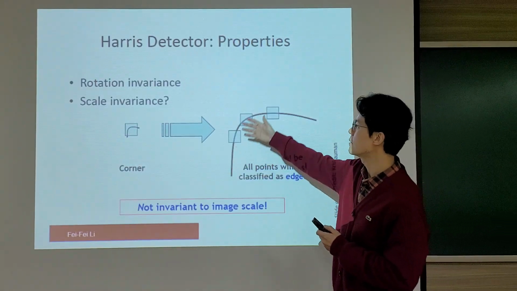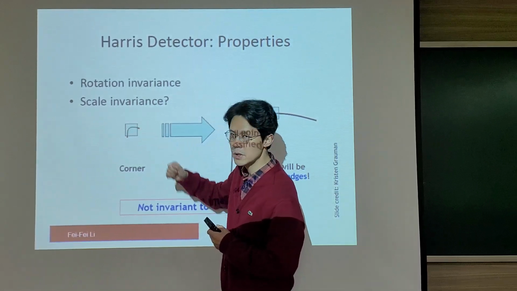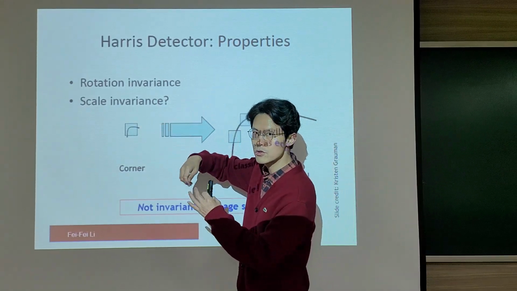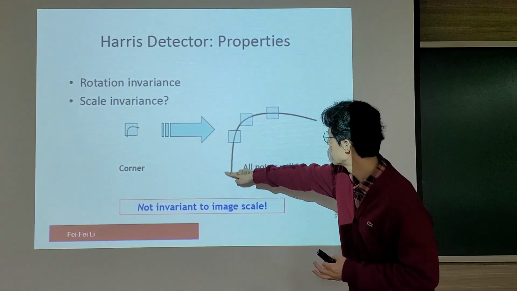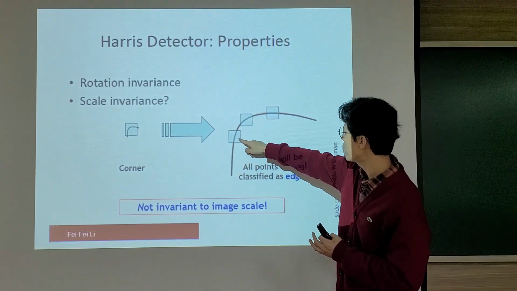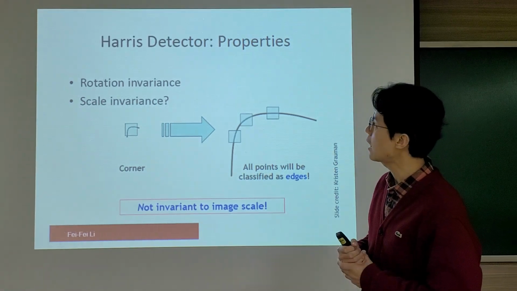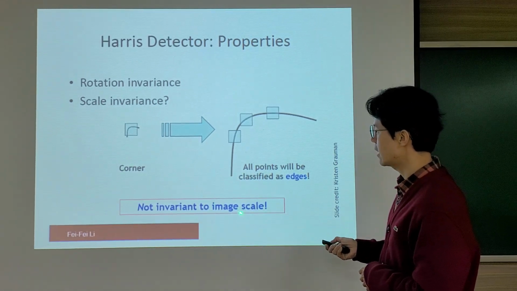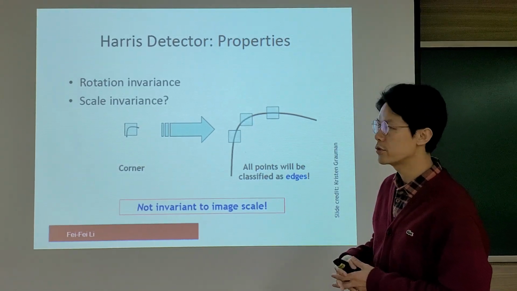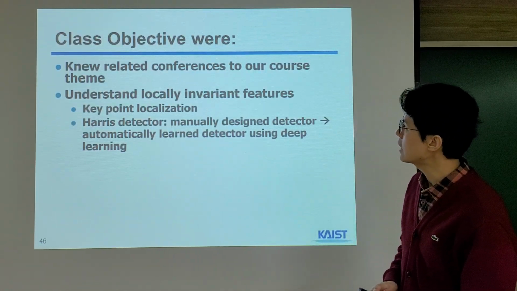But how about scale invariance? In this small window, it can be a corner. But if we zoom in, for example, if we take the same photo with a zoomed-in view, the corner maybe looks like this. If we look at the same image patch, everything maybe looks like an edge. So it turns out that the basic Harris corner detector is not invariant to image scale. That's why there are other, more advanced techniques that are robust to rotation and other things, including image scale.